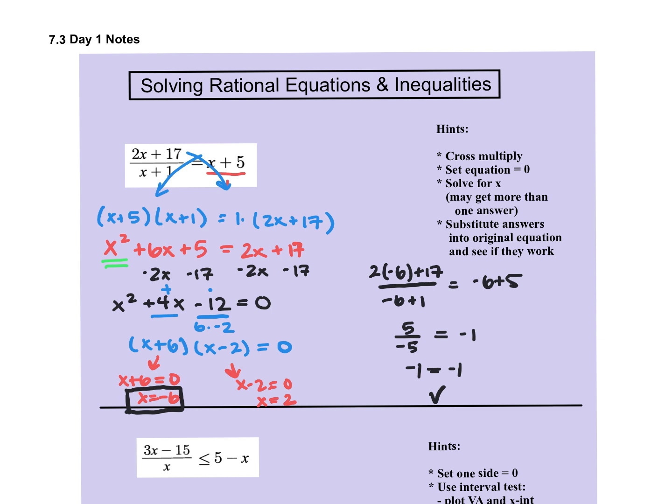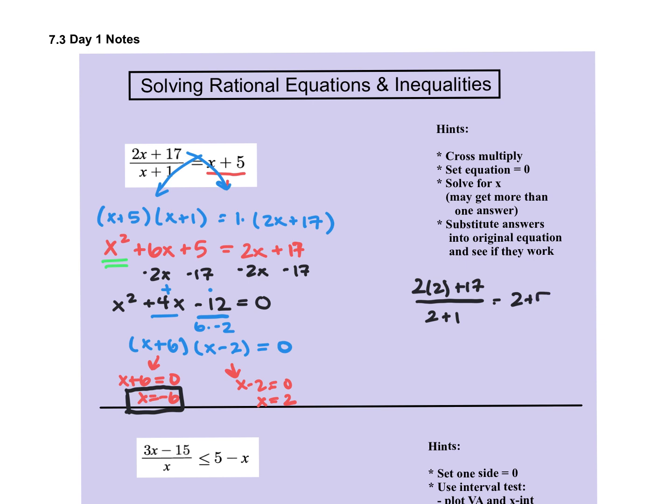Okay, I'm going to erase this, and then I'm going to check the second solution to make sure that one works as well. Plugging in a positive 2. In the numerator on the left-hand side, we get 4 plus 17, which is 21, over 3. On the right-hand side, we get 7, giving us the statement 7 is equal to 7, which means that both of these values for x are solutions to our rational equation.